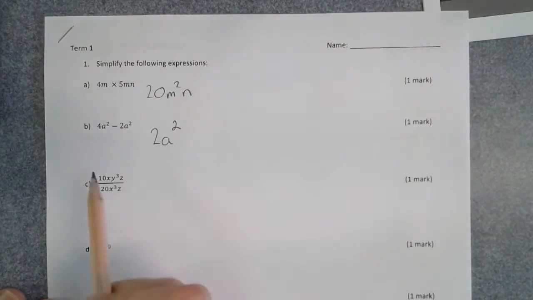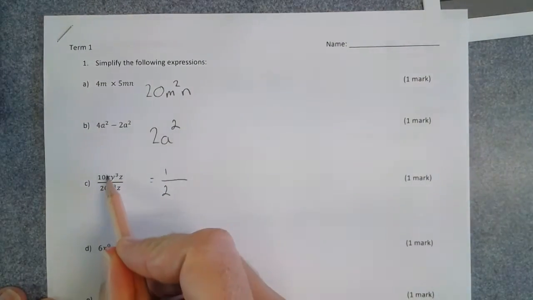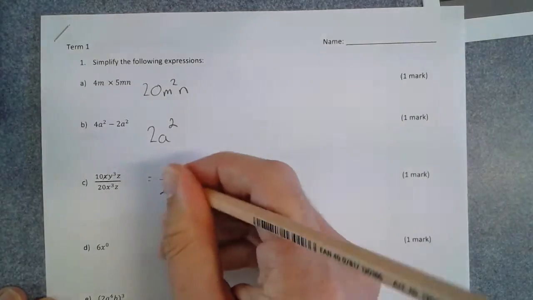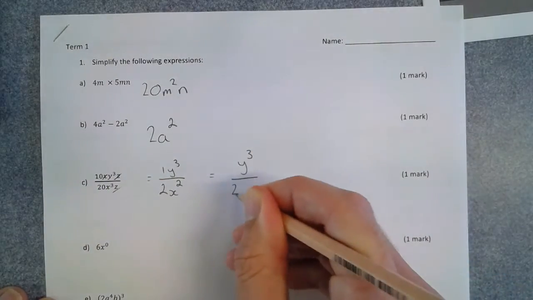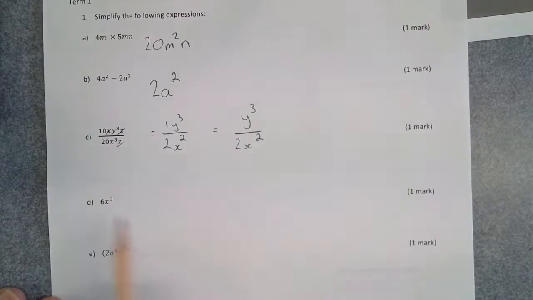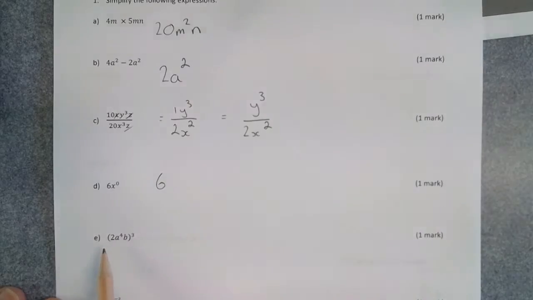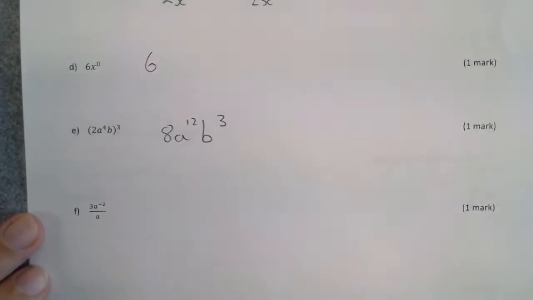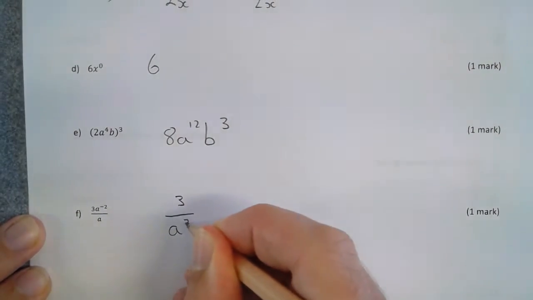Alright, division. So 10 over 20 simplifies to a half. We can cancel out 1x from the top, 1 from the bottom. We can cancel out, well, the y's stay where they are, and the z's cancel. So to tidy that up, we get y cubed over 2x squared. Well, x to the power of 0 is 1, 6 times 1 is 6. So here we're cubing. 2 cubed is 8, 4 times 3 for a is 12, and b cubed. And for this one here, so the negative 2a's moved down, so you end up with 3 over a cubed.